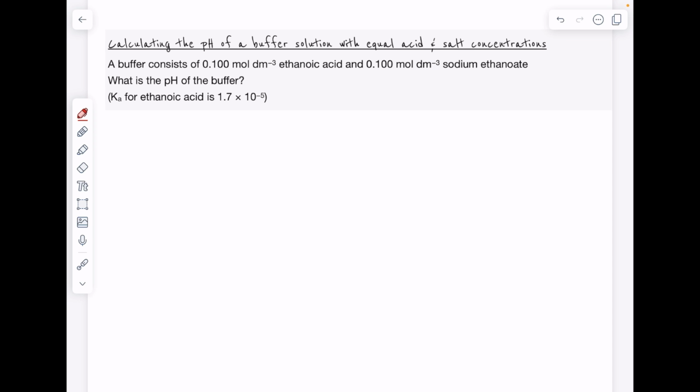Now we're being asked to calculate the pH of a buffer solution with equal acid and salt concentrations. A buffer consists of 0.1 mol per dm³ ethanoic acid and 0.1 mol per dm³ sodium ethanoate. What is the pH of the buffer? And Ka for ethanoic acid is this. Now, by definition, when you have equal acid and salt concentrations, we've reached our half neutralization point.